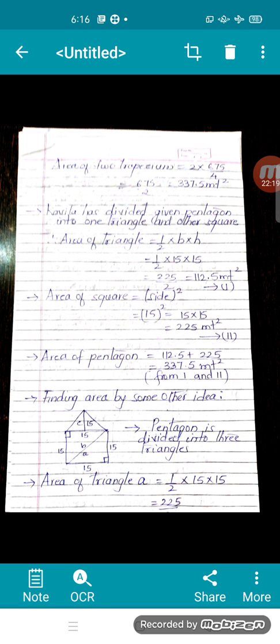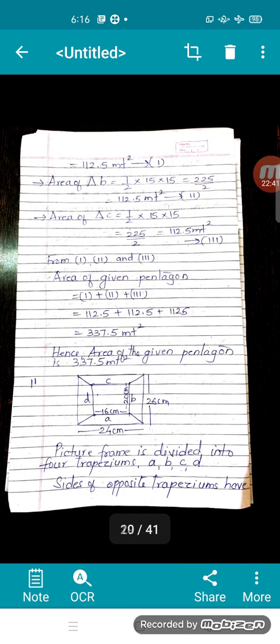Now let us use our idea and find another method to find the area of the pentagon. Here we have divided the given pentagon into three triangles. Area of triangle A, area of triangle B, area of triangle C, and by adding we get 337.5 meters square. So the area of the given pentagon is 337.5 meters square.